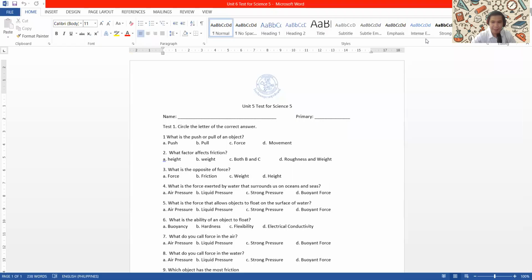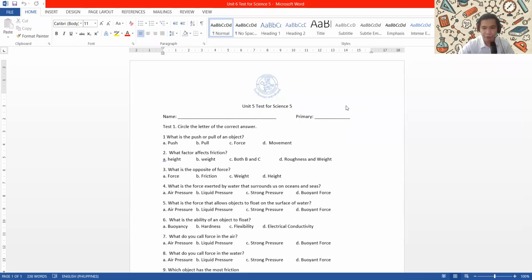Let's start, shall we? I'm going to show you the first one. This is the test all about friction and force. Now, first question. What is the push or pull of an object? This is the very basic question, class. I think I don't need to explain this one, but let's just review, okay?